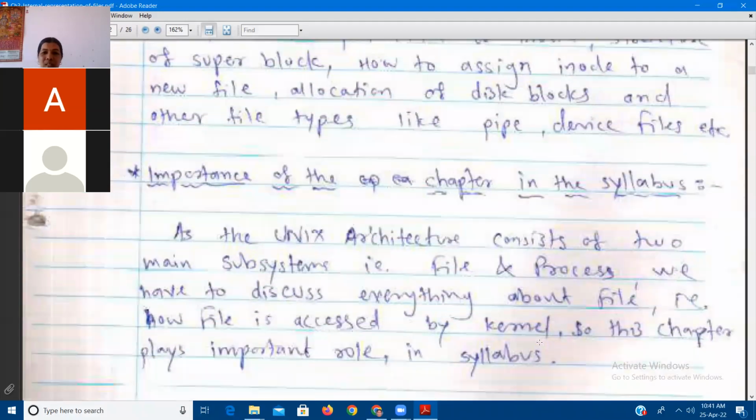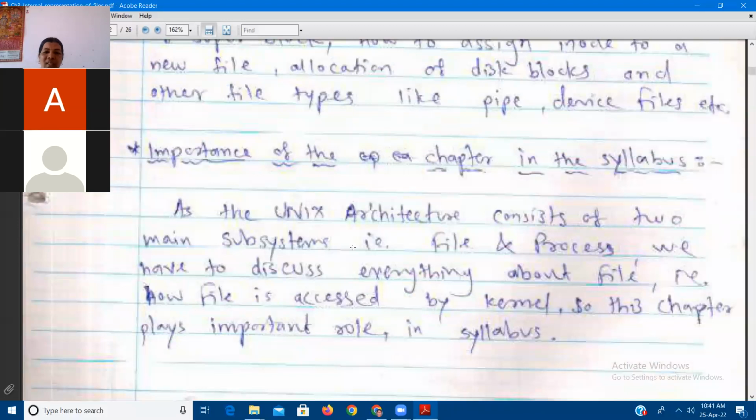Then the importance of this chapter. The Unix architecture consists of two main subsystems. If you recall the architecture of the Unix operating system, which we discussed in the first chapter, the kernel level is divided into two major parts. One is file and another is process, right? So we must know the basic concepts of the file. We have to discuss everything about the file, that is how a file is accessed by the kernel.